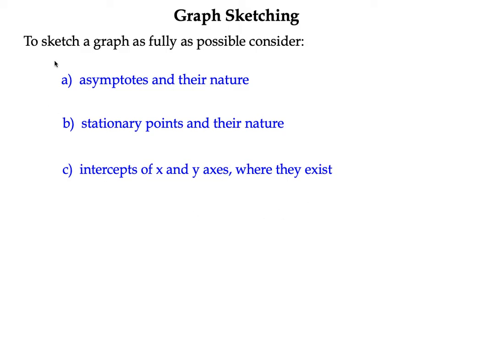So to sketch a graph, we would normally already be familiar with the idea of finding stationary points and their nature. And probably already the idea of finding the key x and y intercept points to have a look at where intercepts exist. But the new thing that we're going to add to our toolbox of graph sketching important points or lines are the asymptotes and their nature.